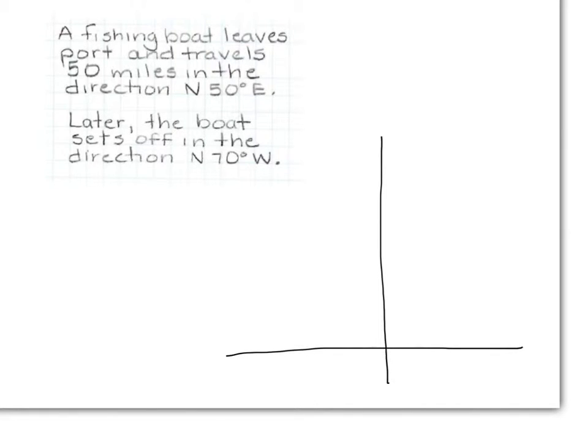Let's work a navigation problem. A fishing boat leaves port and travels 50 miles in the direction north 50 degrees east. So north 50 degrees east. We'd put 50 degrees right here.